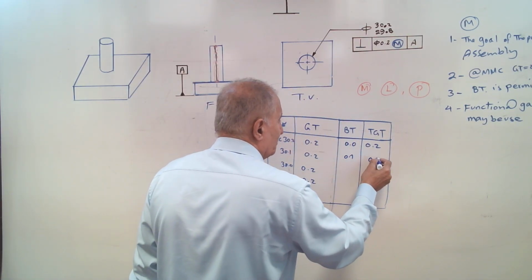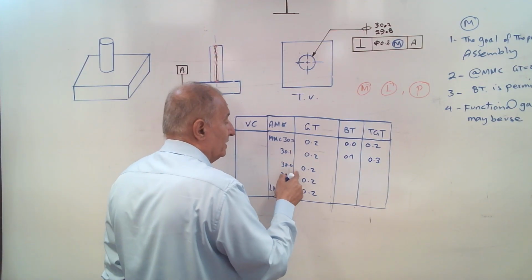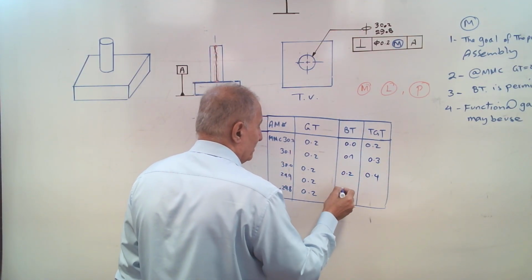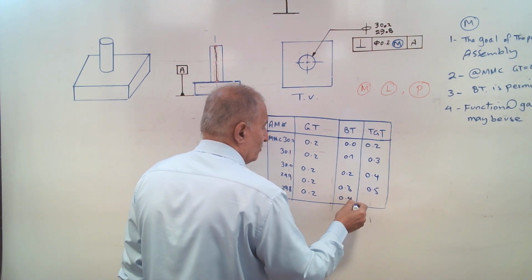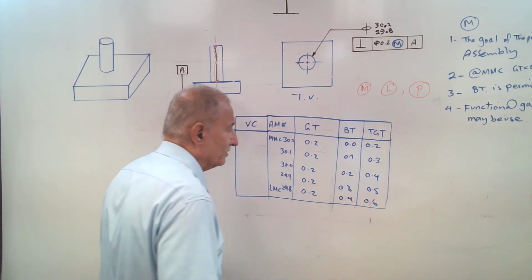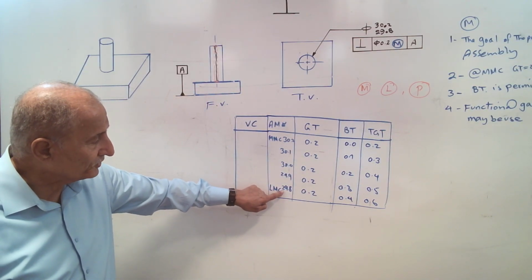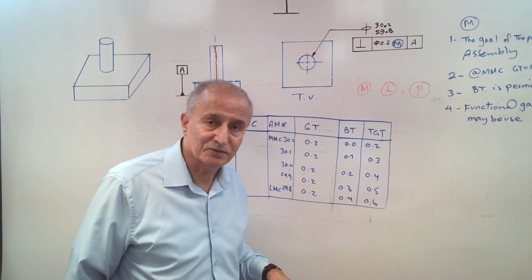0.1 here, 0.3. You can have 0.3 error when you produce at 30.1. And so 0.4, 0.5, 0.6. What does it mean? It means that if you produce the shaft at a smaller size, you can have 0.6 error.